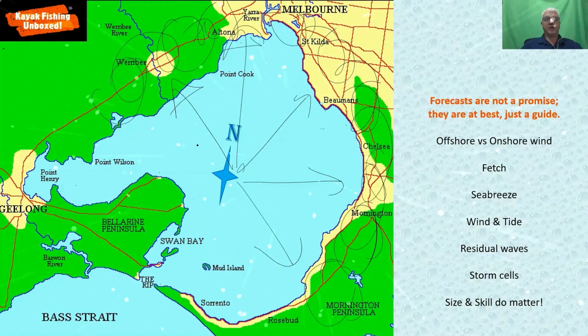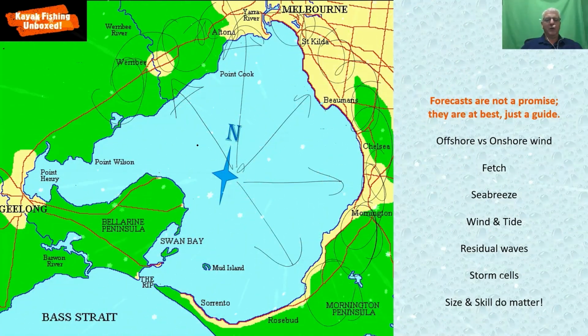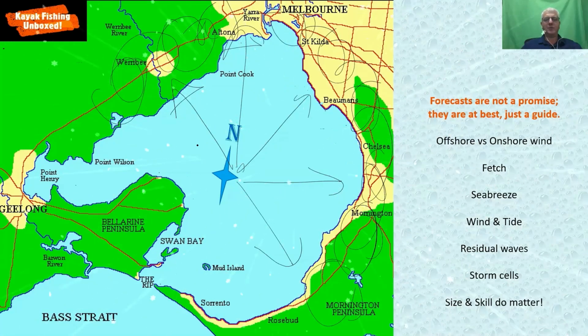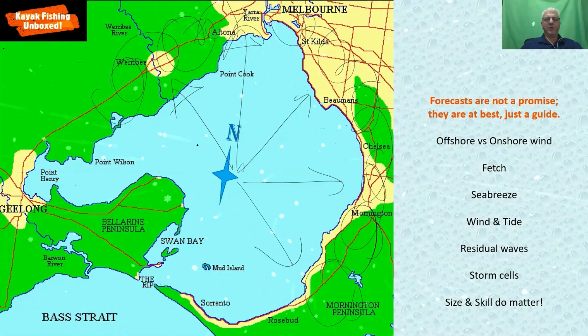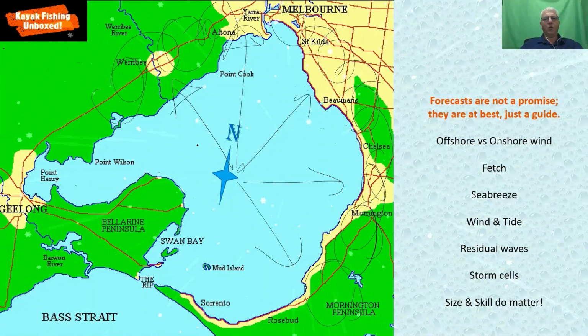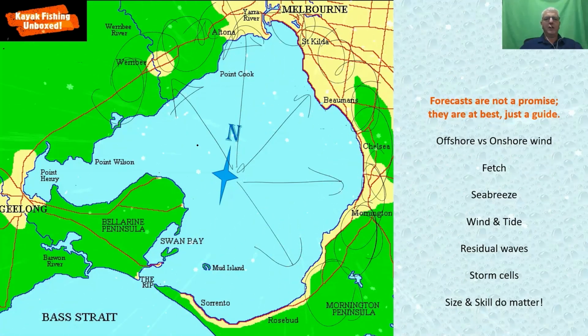Now, just a quick definition. Kilometres per hour is what airspeeds and winds are measured in by the average person. When we're talking about marine, we talk in knots. One knot, one nautical mile per hour, is 1.8 kilometres per hour. So 10 knots is 18 kilometres per hour.